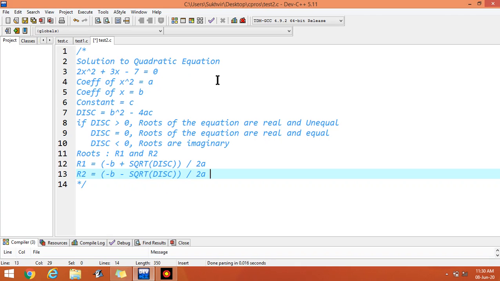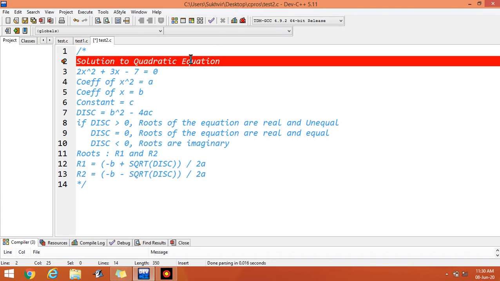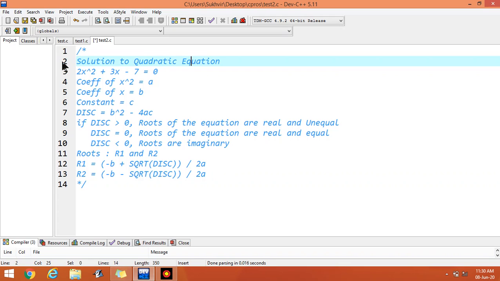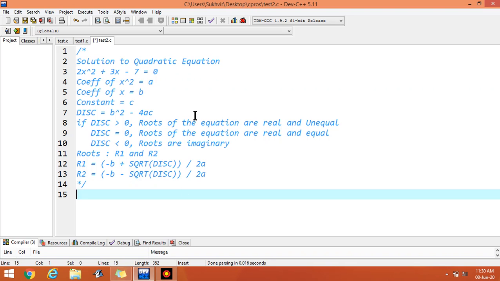Why am I writing all these contents here? You need not write these in the examination hall, but you should know about them, and what to do if you have to solve a quadratic equation in C language. Now let us start with the program, and I will apply these contents one by one inside the program.